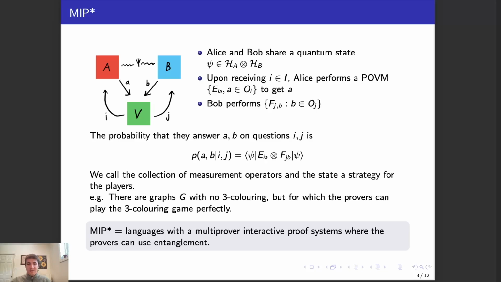An example of how this allows the players more power than merely classical resources is that there are graphs with no 3-coloring, but for which the provers can play the 3-coloring game perfectly if they share entanglement. We denote by MIP star the class of languages with a multi-prover interactive proof system where the provers can use entanglement.